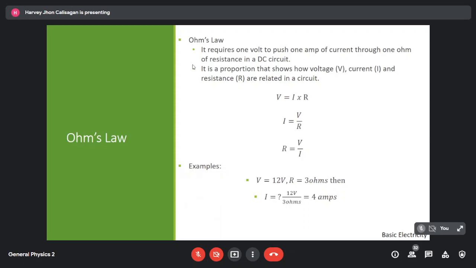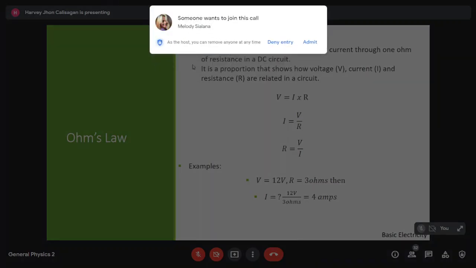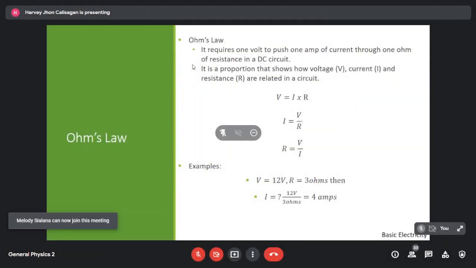So in Ohm's law, actually we're looking for the unit of the resistance. We're looking for the amount of the resistance. So it requires 1 volt to push 1 ampere of current through a 1 ohm of resistance in a direct current circuit. It means that it is proportional to how large is the voltage, how the current flows, and then how large the resistance. Okay, so how can we represent the Ohm's law in a mathematical representation?